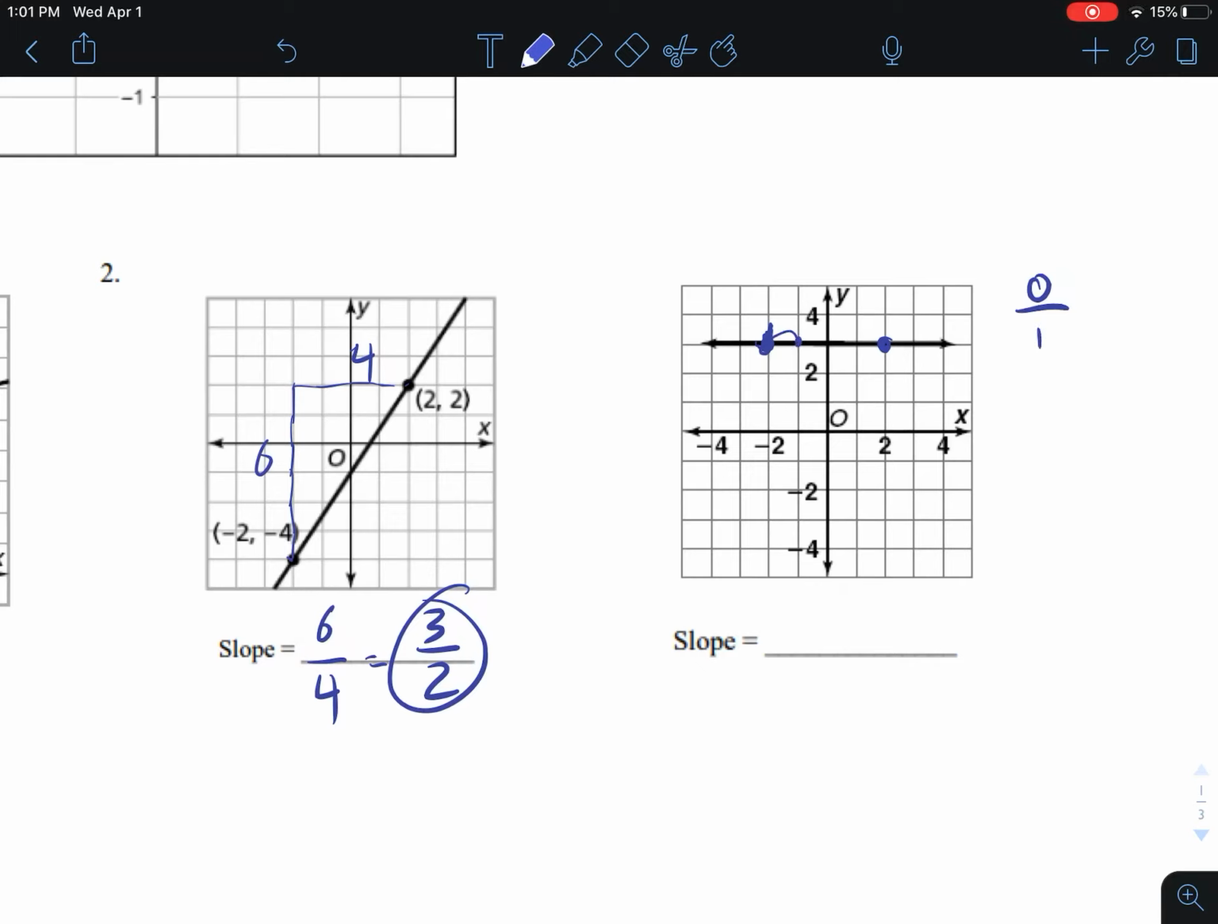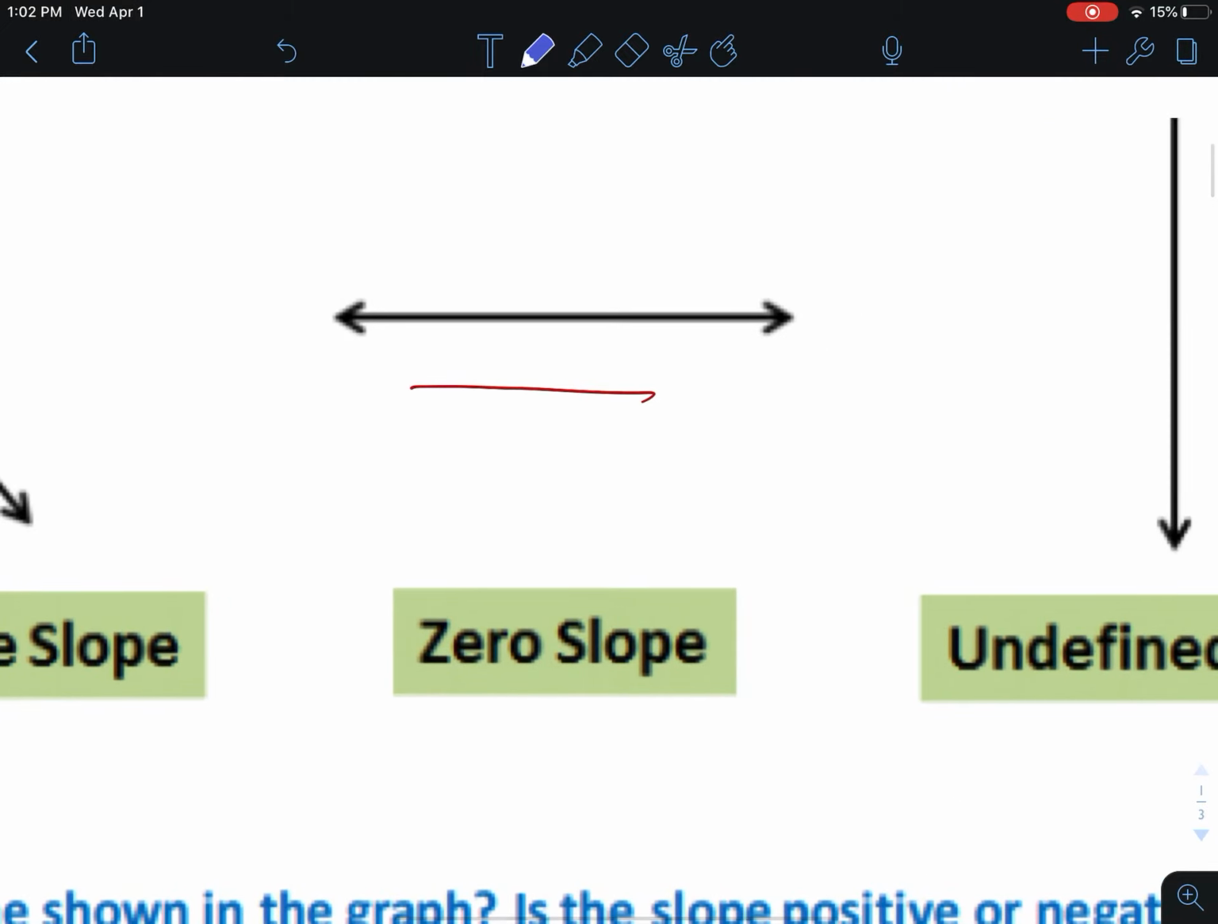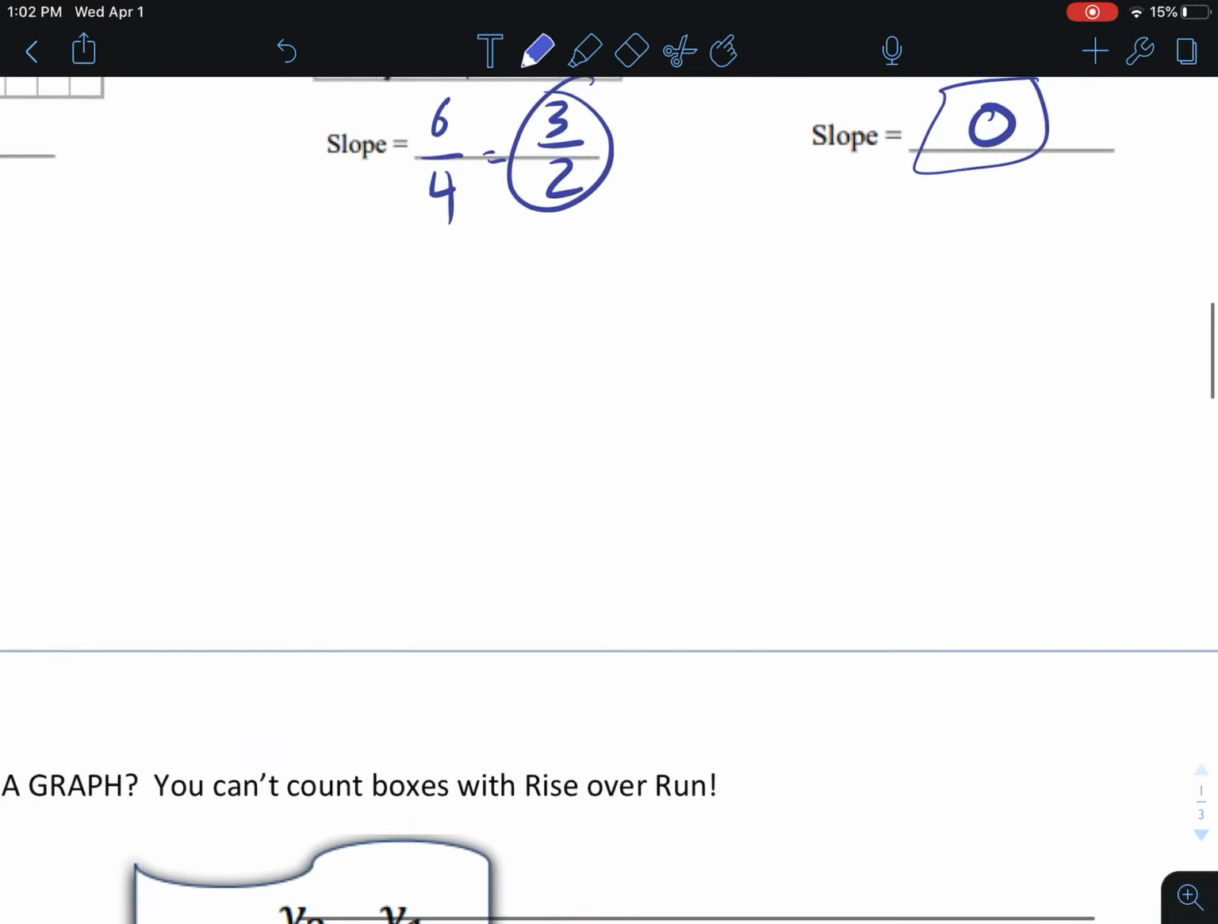You could run 1. It could run 2. It could run 3. It could run as far as you want. But either way, 0 divided by any of these numbers gets you 0. That's why the slope of all horizontal lines is 0, as we learned right here. 0 slope looks like this, a horizontal line.